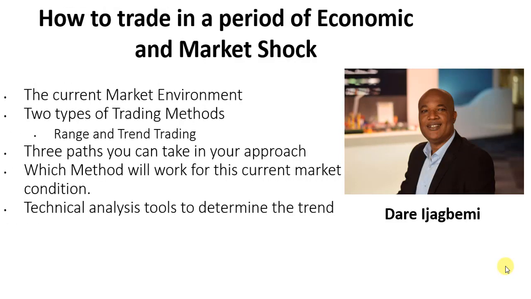Hope you're well. Today we want to talk about how to trade in a period of economic and market shock. We will look at the current market environment, the two types of trading methods, which are range and trend. We look at three paths you can take in your approach, which method will work for this current environment, and we're looking at the technical analysis tool to determine the trend. We summarize and then we will reach a conclusion. So let us move forward.